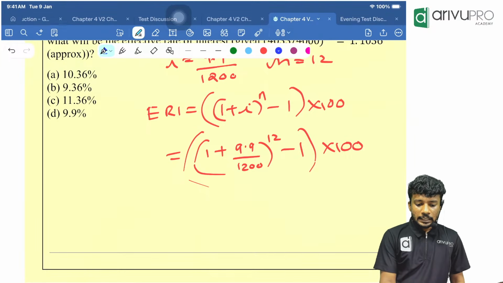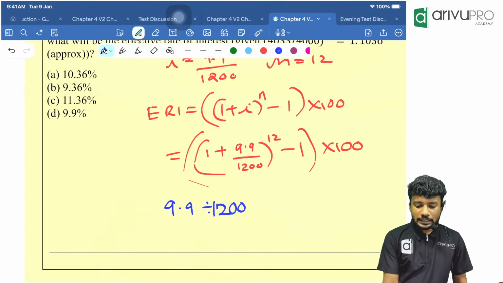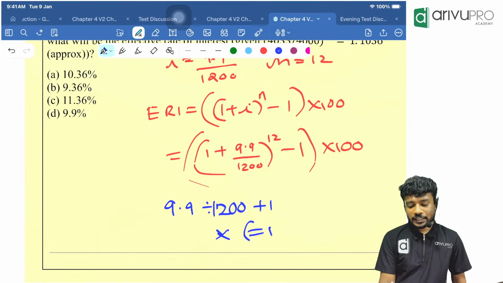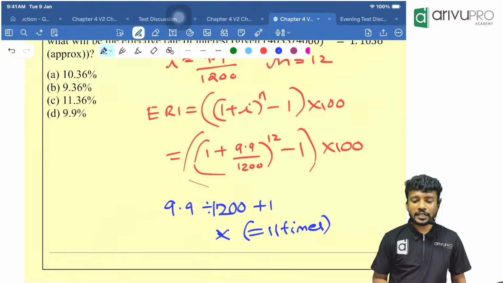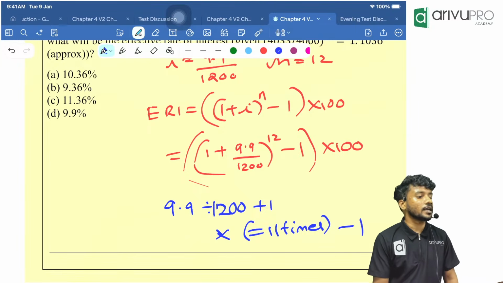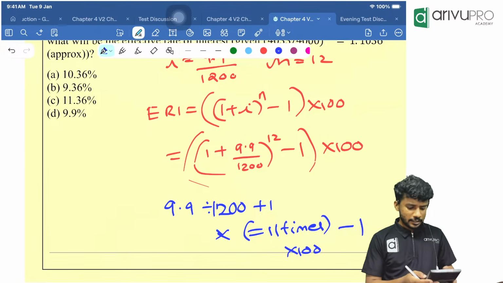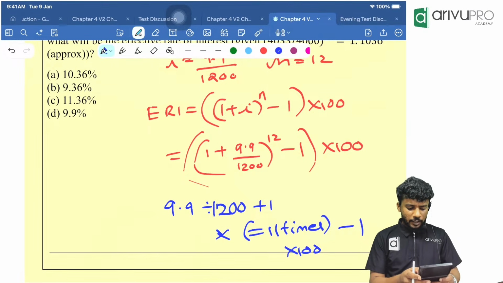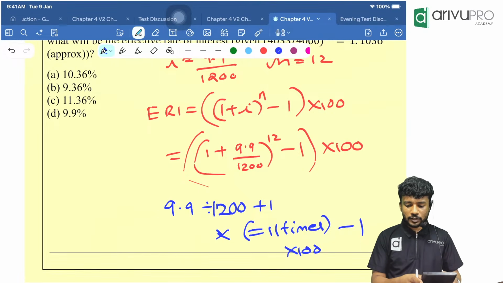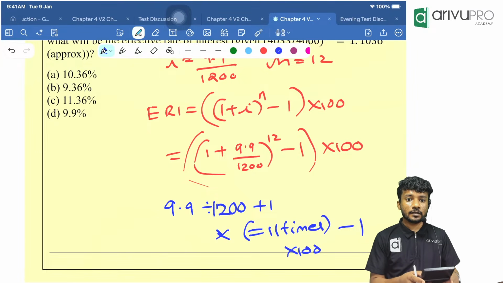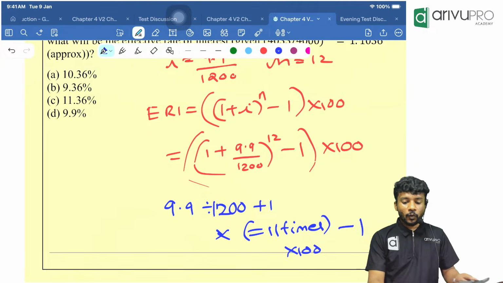So, how to do it? 9.9 divided by 1200, then plus 1, into how many times equal to? 11 times equal to. Okay, not 12 times, 11 times equal to. Then minus 1, then into 100. How much are you getting? Check again. 9.9 divided by 1200 plus 1, into equal to 11 times. 1, 2, 3, 4, 5, 6, 7, 8, 9, 10, 11. Then minus 1, into 100.